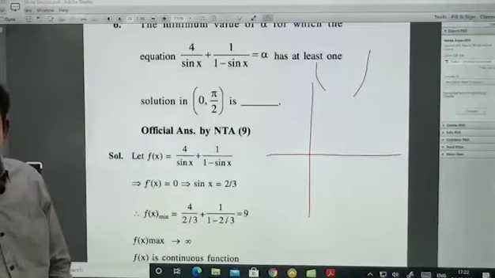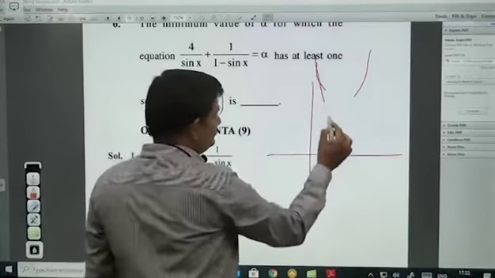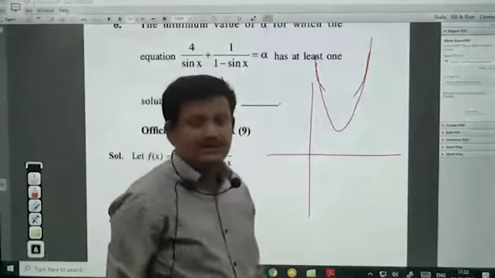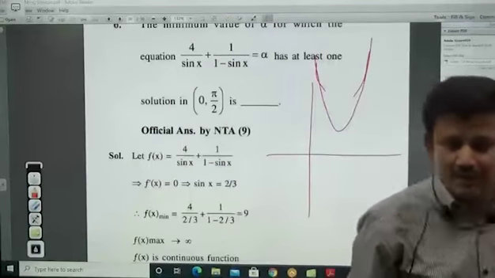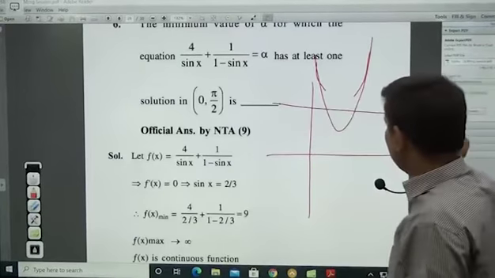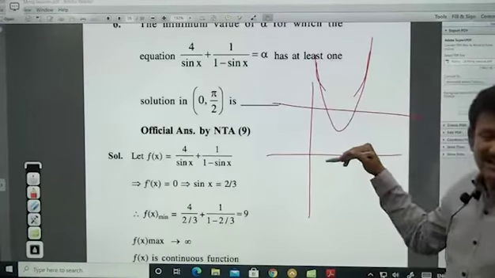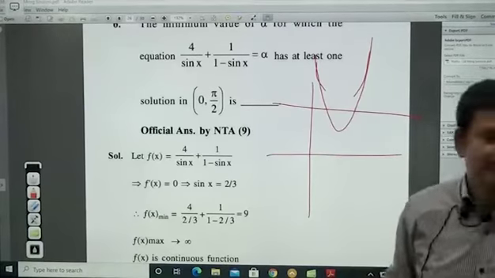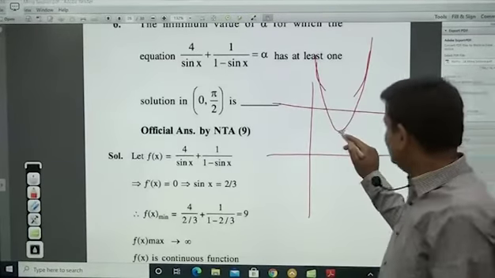So, the presumption is that somewhere it will take a minima, at least at one point it will take a minima. So, when will this equal alpha have a solution? Only when alpha is greater than that minima. To find that minima, what is he doing?